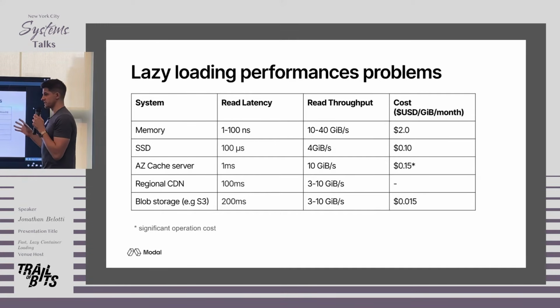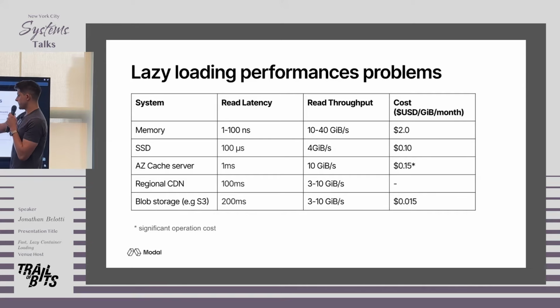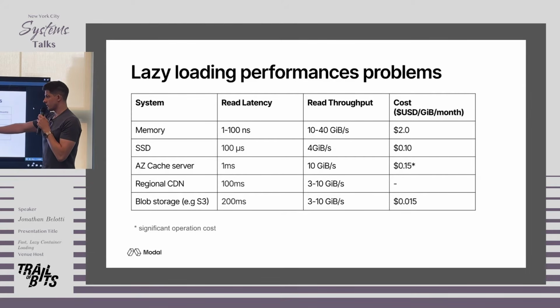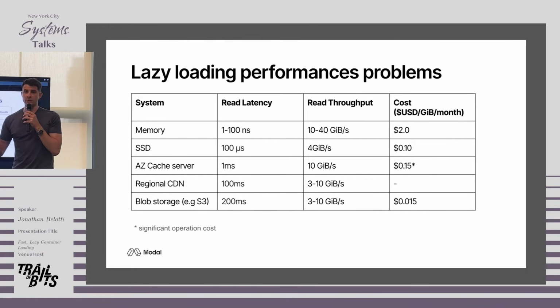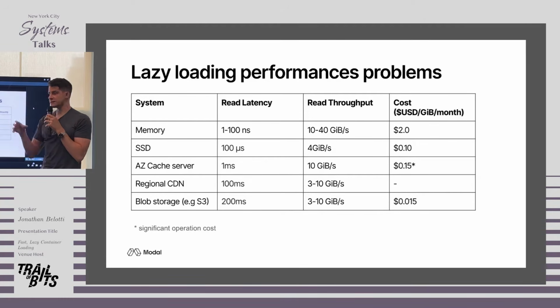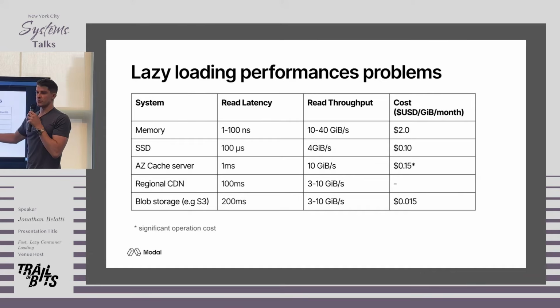Like this system has just started. It's a fresh disk. So then you're going to have to drop down to over the network. And you've got an AZ cache server tier. This is something that's co-located in the availability zone that you might find in AWS. It's going to be about a millisecond away from you.